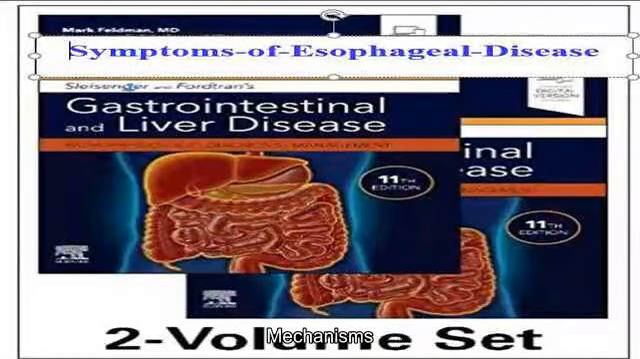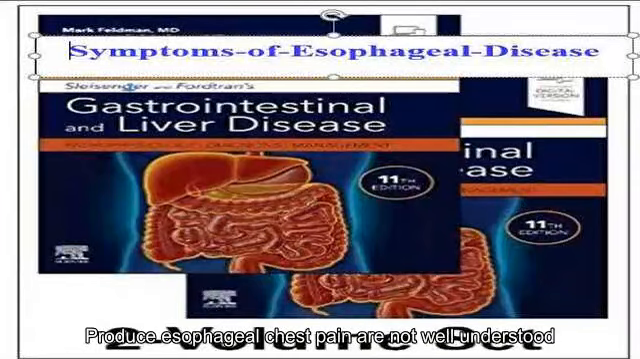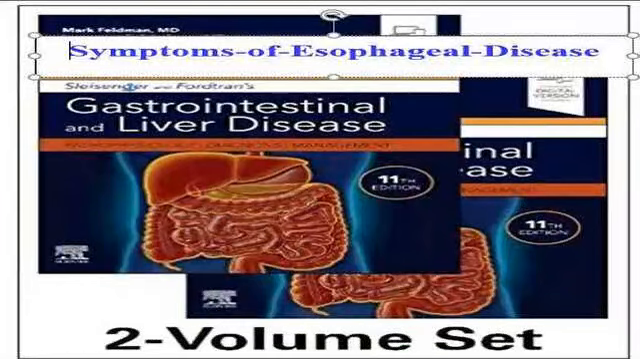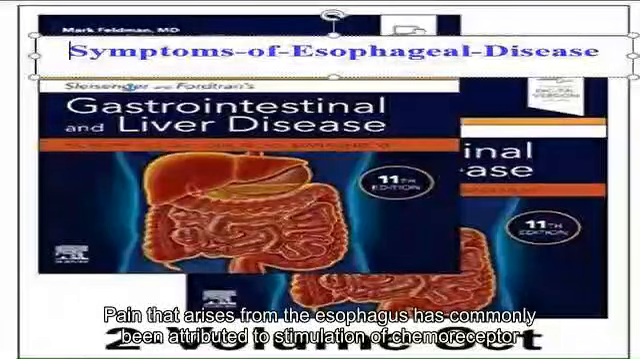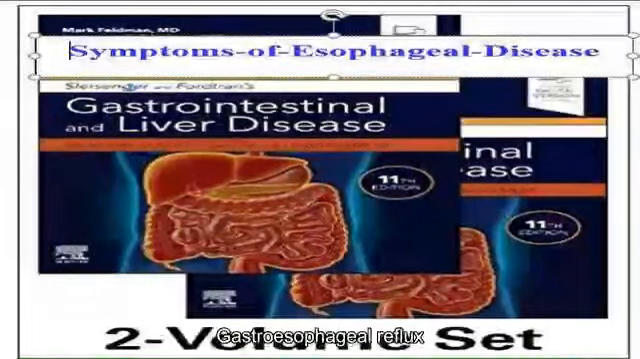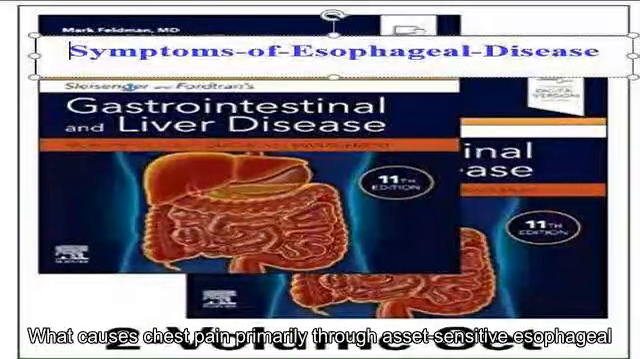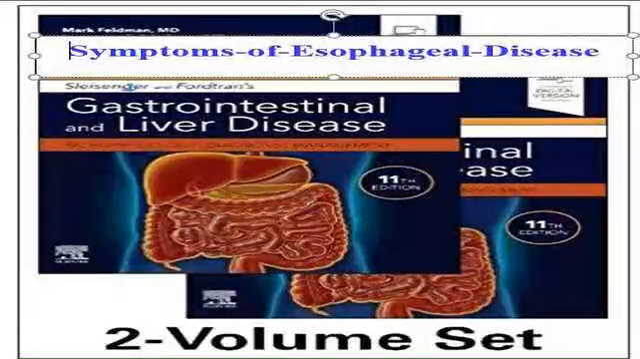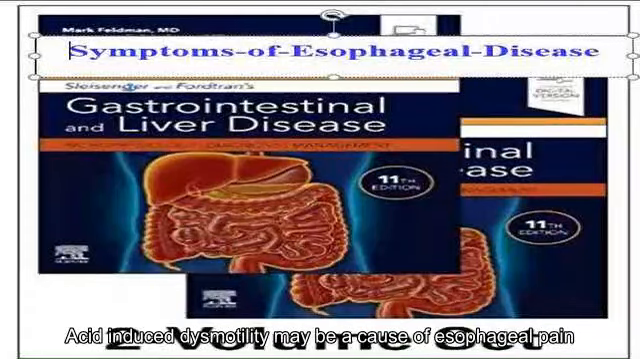Pathophysiology. The specific mechanisms that produce esophageal chest pain are not well understood. Chest pain that arises from the esophagus has commonly been attributed to stimulation of chemoreceptors, by acid, pepsin, or bile, or mechanoreceptors, by distension or spasm. Thermoreceptors, stimulated by cold, may also be involved. Gastroesophageal reflux causes chest pain primarily through acid-sensitive esophageal chemoreceptors. Acid-induced dysmotility may be a cause of esophageal pain.